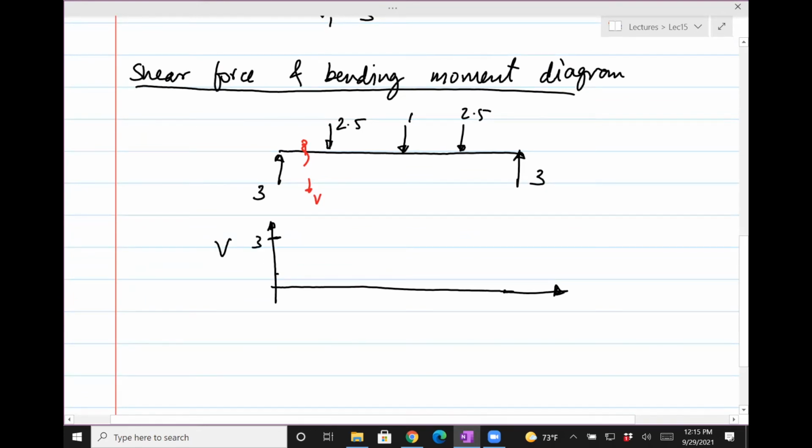So that's 3, and then it drops down to 0.5. And then as you go here, since this effect is again in the same direction downwards, it's going to change that 0.5 minus 1 will be minus 0.5. So it drops down further. Here it keeps going. But then when it reaches here, again 2.5, an effect of decreasing the shear force, right? So 2.5 minus 0.5 is minus 3.